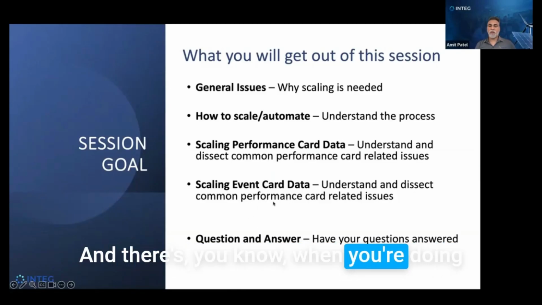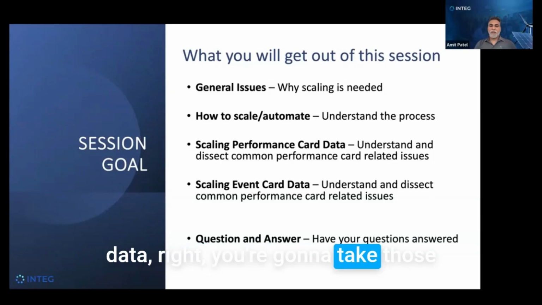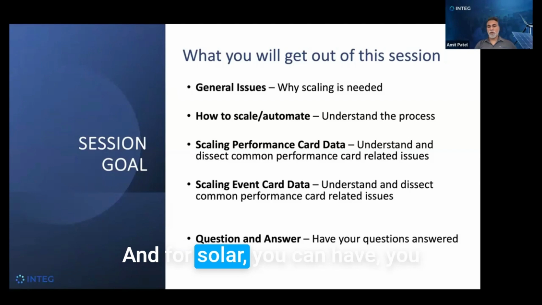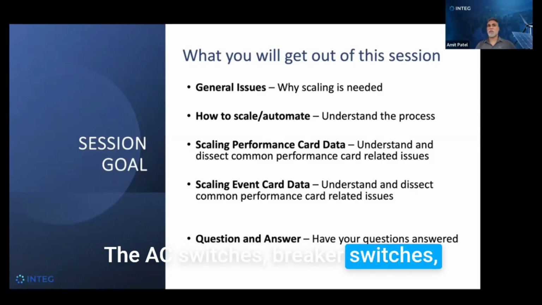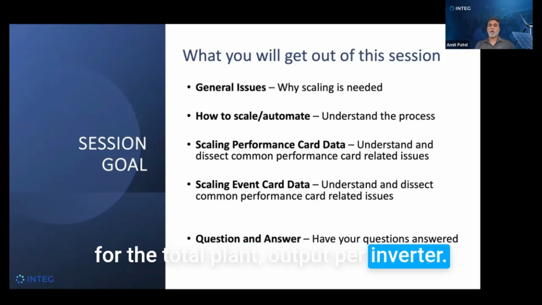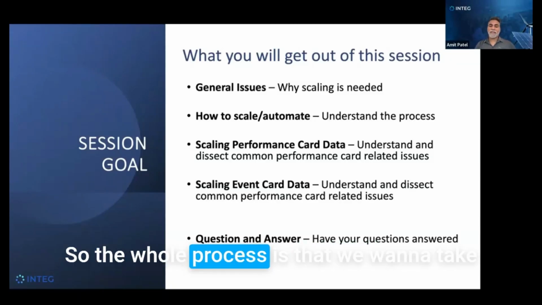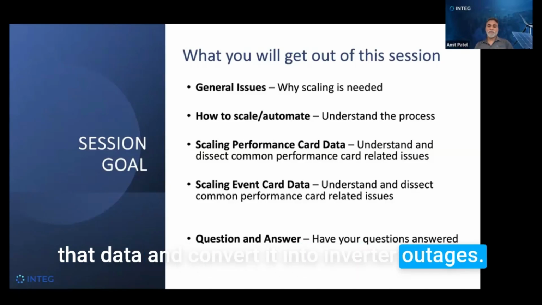And when you're doing this to go from your PI and SCADA data, you're going to take those values every 5 minutes or so, let's say. If not, you're going to do it at every 10 minutes. And for solar, you can have tons of different tags, right? The AC switches, breaker switches, number of inverters online, output for the total plant, output per inverter. So if you have a lot of inverters, it's a lot of data, right? So the whole process is that we want to take that data and convert it into inverter outages.